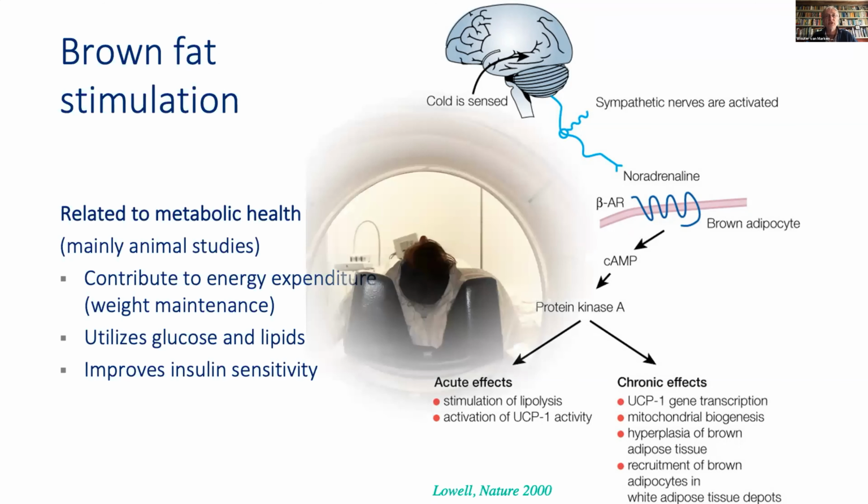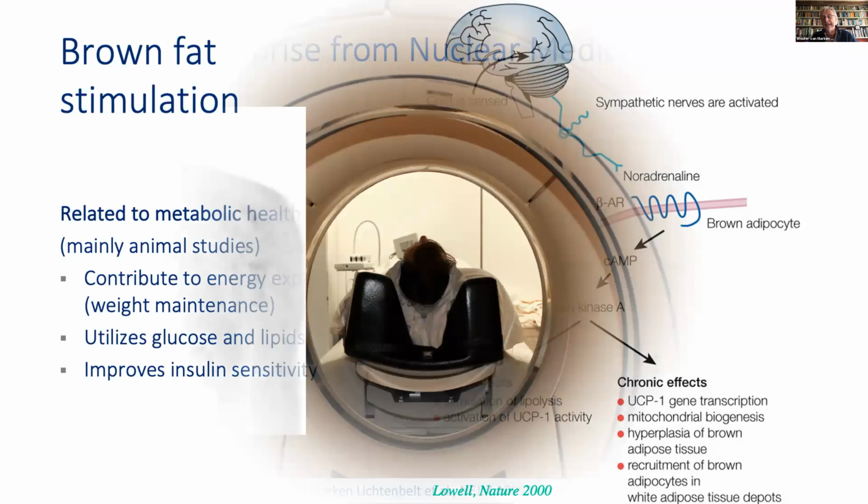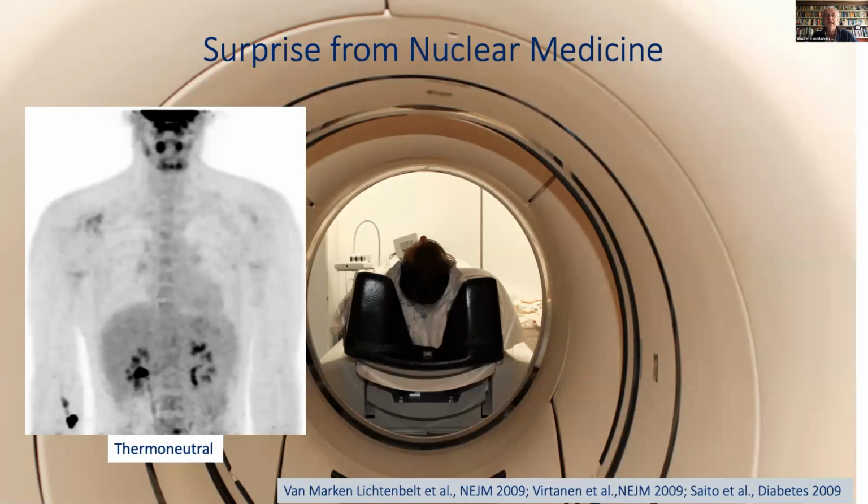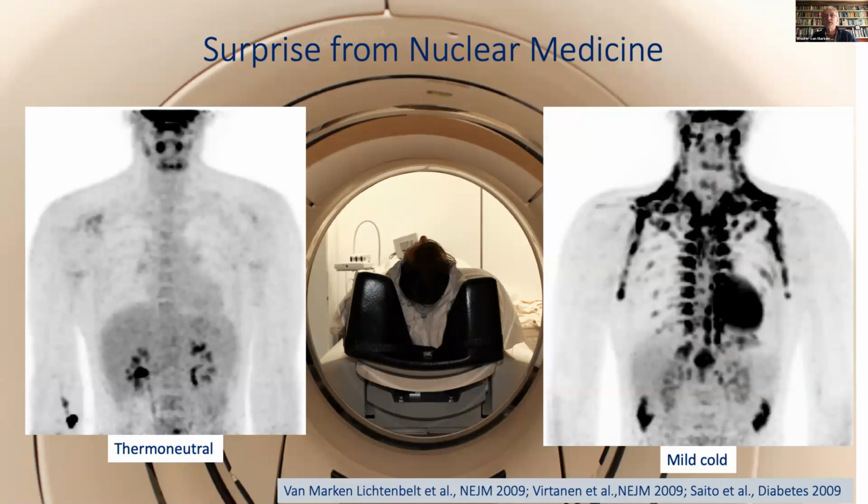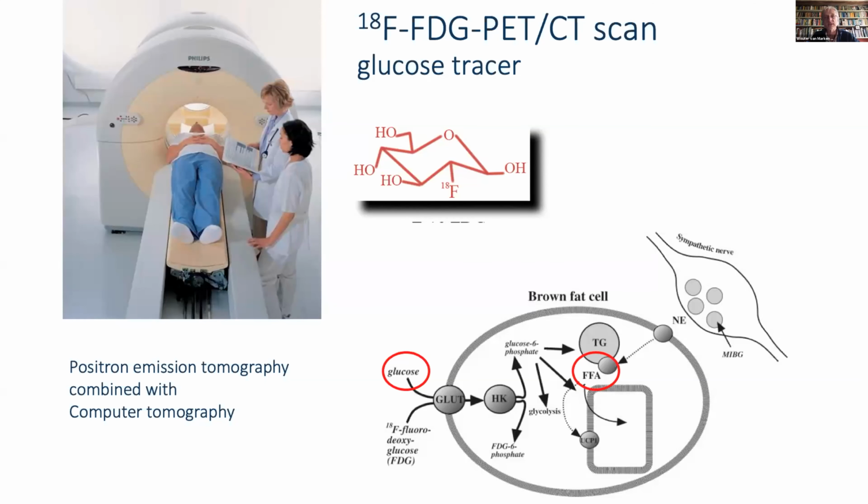So it was a nice surprise that it's already more than 10 years ago that we and some other groups found out, with the onset of modern imaging techniques, that also adult humans have brown adipose tissue. So we could make this visible using the PET-CT scan, which is a nuclear medicine technique. And the most important, or at least the most widely used, tracer is FDG. So it's a fluoride glucose molecule.